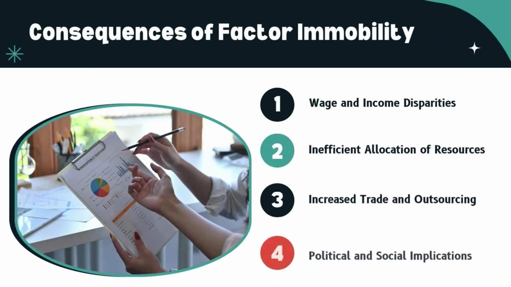Another important consequence is increased trade and outsourcing. So what happens? Due to factor immobility, countries engage in international trade to access goods and services they cannot efficiently produce themselves. This also leads to outsourcing of production to countries with cheaper labor or specialized resources.